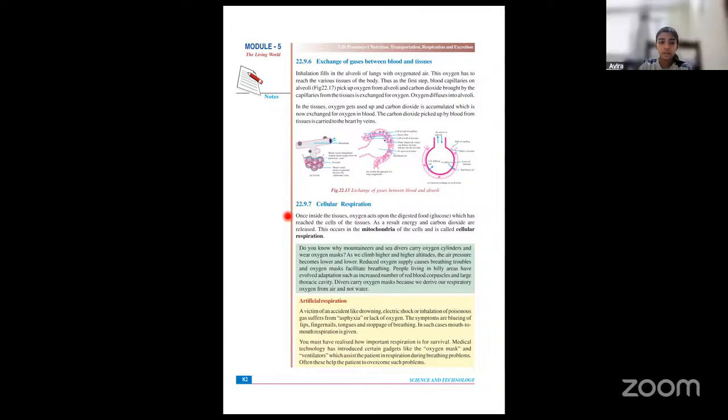Cellular respiration. Once inside the tissues, oxygen acts upon the digested food, glucose, which has reached the cells of the tissue. As a result, energy and carbon dioxide are released. This occurs in the mitochondria of the cell. It's called cellular respiration.